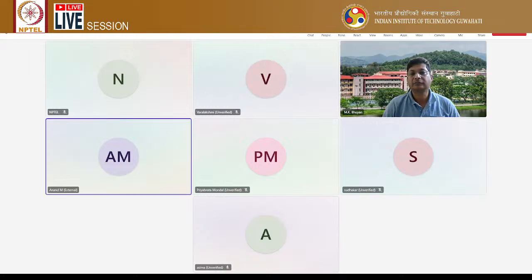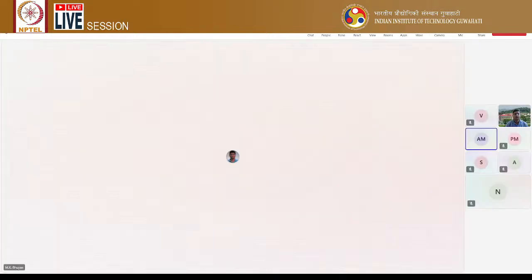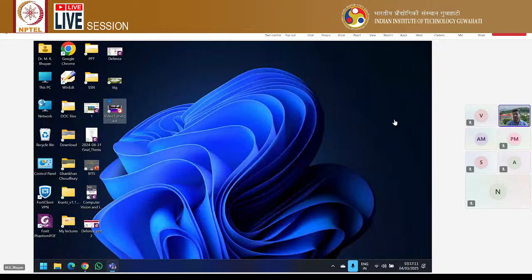One student asked me about autonomous driving, where you were explaining semantic segmentation. So I can show the video now. I'm sharing the screen. The screen is visible, no?